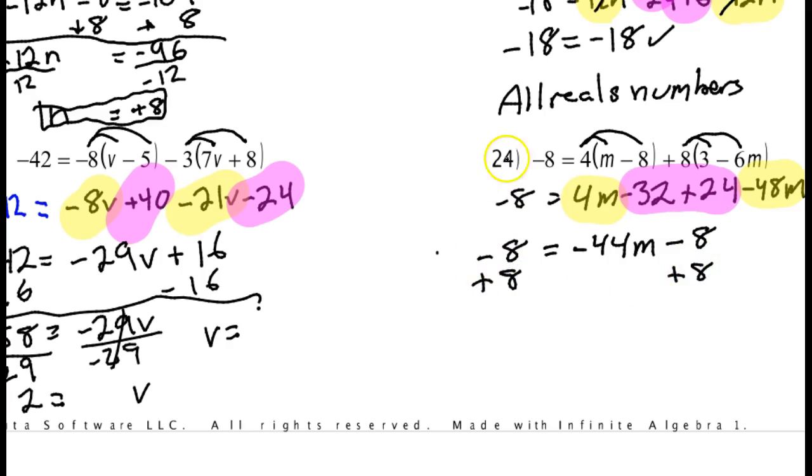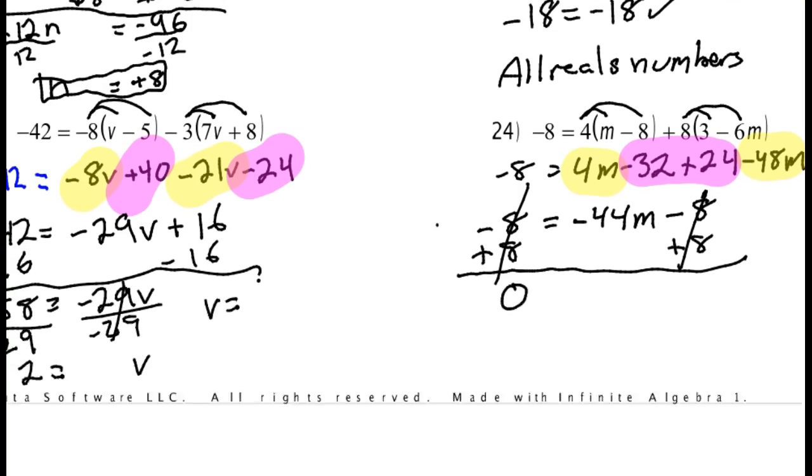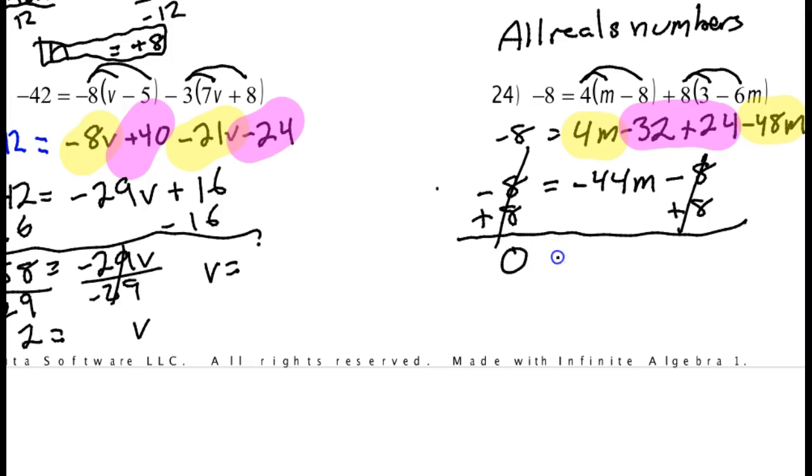Now, on number 24, is this going to be a no solution? Because we get 0 on both sides. That means it's a no solution? No. Only if the variable comes out to 0 could it be a no solution or all reals. So go back above. If the variable cancels out to 0, then you have a special case. If the number cancels out to 0, the answer is just 0.